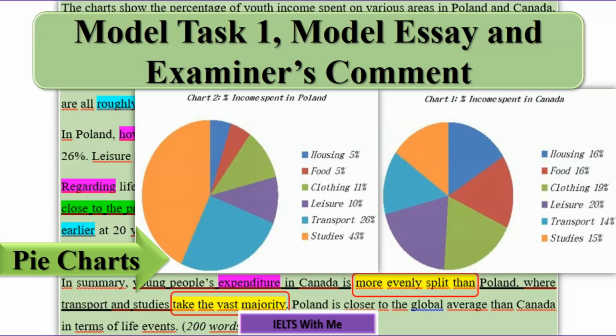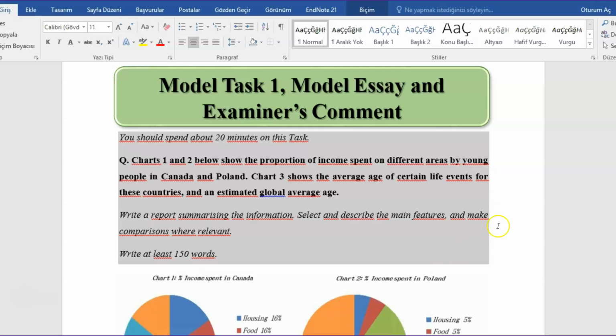Hello, it's IELTS with me tutorial, and today I'm going to show you how to write a Band 9 essay for your IELTS writing task 1 question. And in this module, we'll focus on a model essay and examiner's comment, as well as step-by-step explanation. Okay, let's get started.